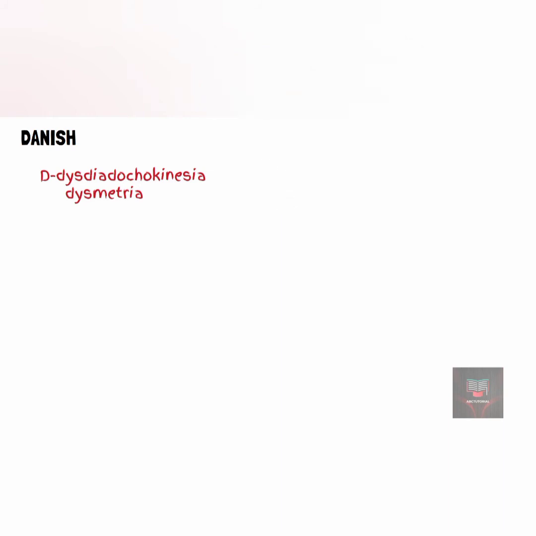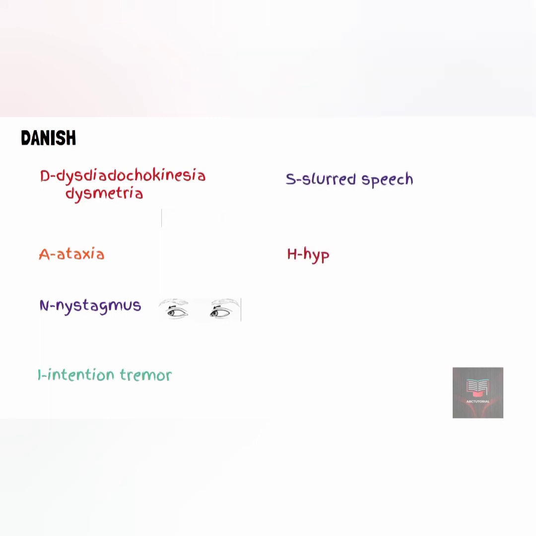Alright, the other cerebellar signs include ataxia, which is the lack of muscle control or coordination of voluntary movements, such as walking or picking up objects. Nystagmus, especially horizontal nystagmus, which is involuntary movements of the eye. Intention tremor, slurred speech, and hypotonia.